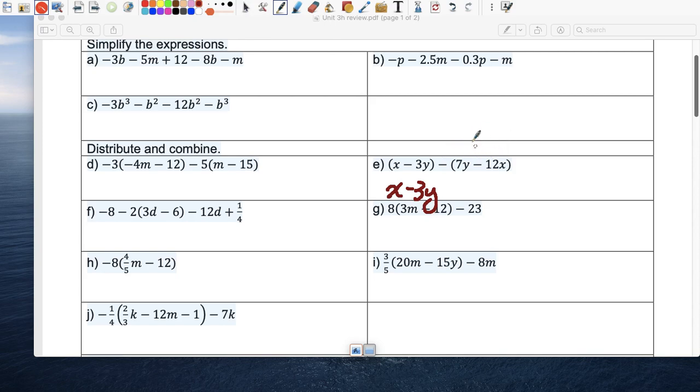Whereas on the second part here, because this is a minus sign, every term inside the parentheses comes out the opposite. So the positive 7y comes out as negative 7y, and negative 12 comes out as positive. Combine like terms? Yeah, we do. We have two. Actually, yeah, two pairs, right? So we have this x over here with plus 12x to 13x. And then the two middle terms are negative 10y.